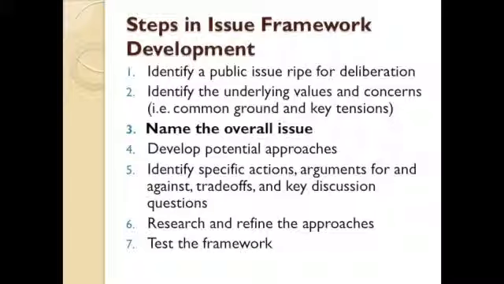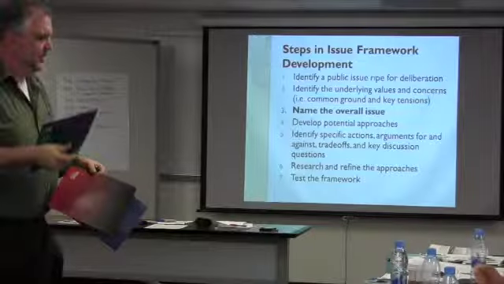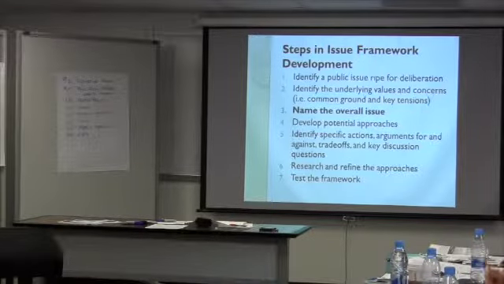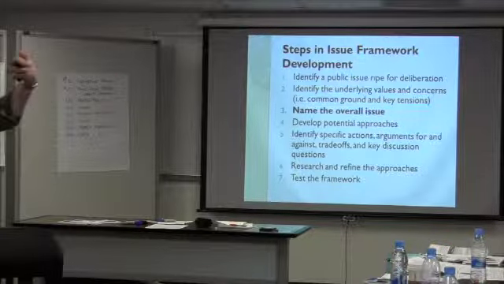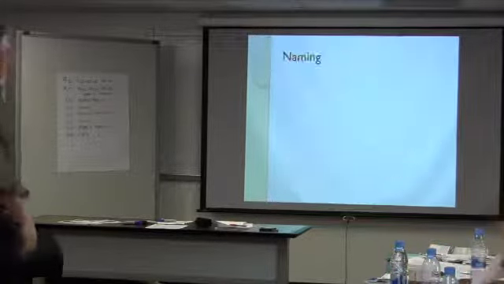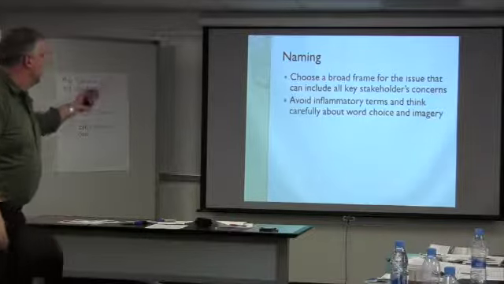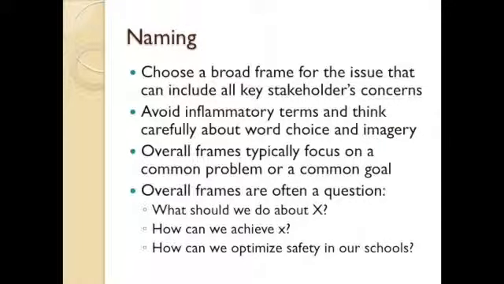Here we go: too many children left behind. How can we close the achievement gap? Protecting our right: what goes on the internet? What is the 21st century mission of our school? What's the label on the top, right? You're framing it, hopefully, to have a pretty broad intent, to bring in people from different perspectives who are going to want that, right? So you want a broad frame that includes a lot of the key stakeholders' concerns.